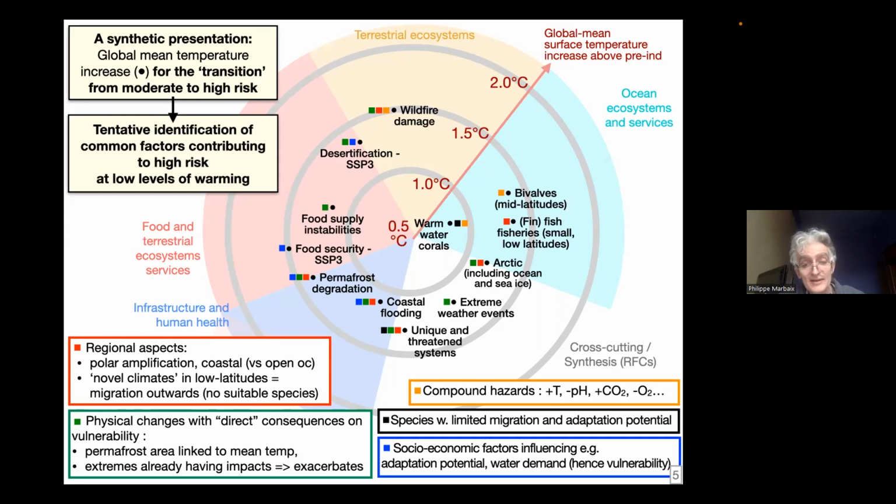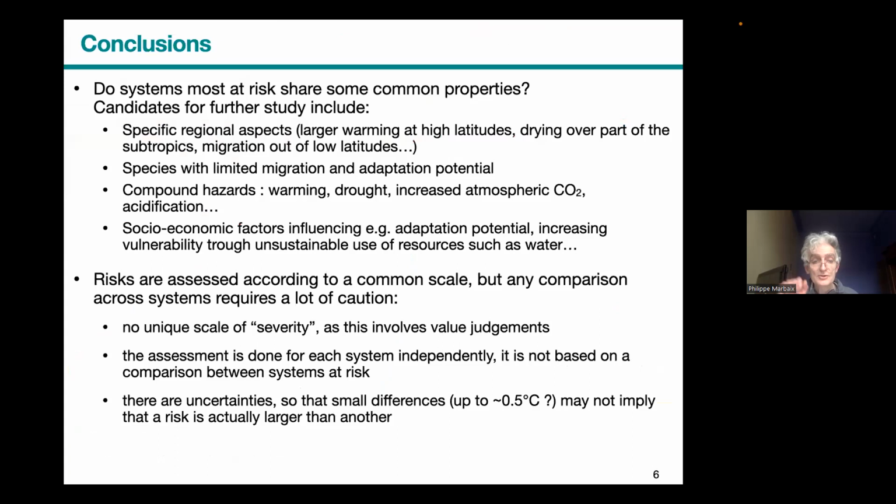So we have tentatively identified a few causes for high risk, which are the fact that risk are higher in certain regions, that risk are more tightly linked to physical aspect, to physical change, that there are compound effects such as warming, acidification, etc., that some species have limited adaptation capacity, and finally that socio-economic factors also play a role. This is also summarized in this conclusion slide, which is my last slide.